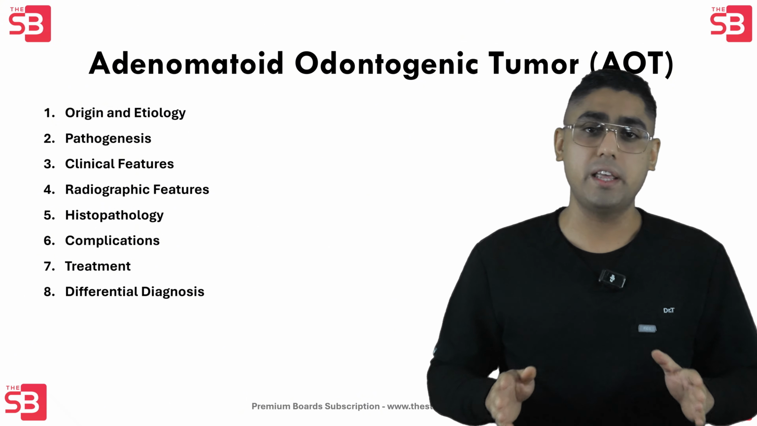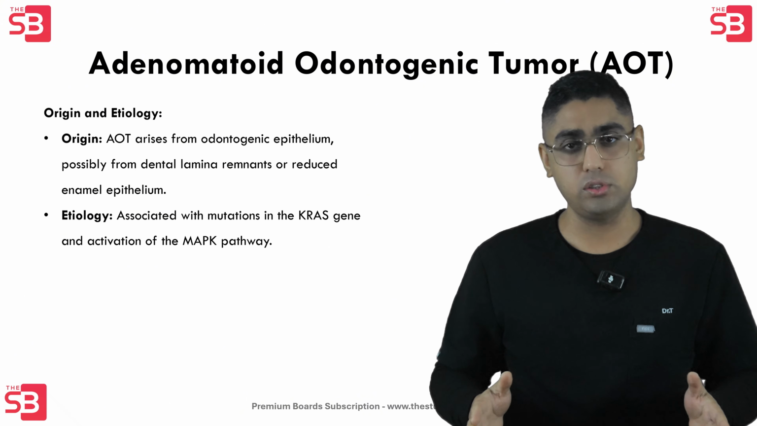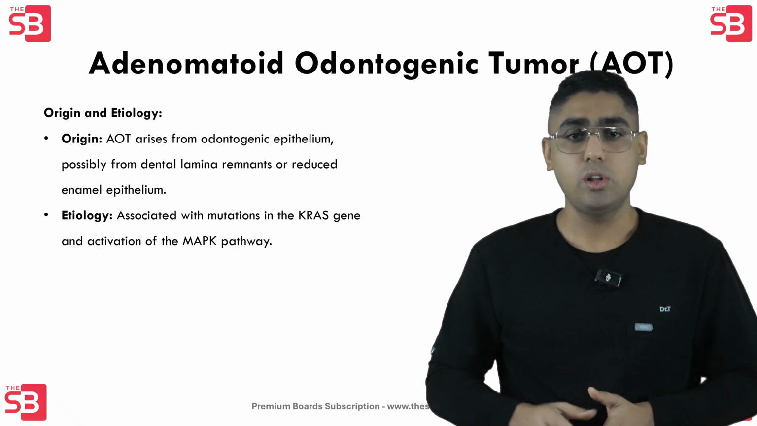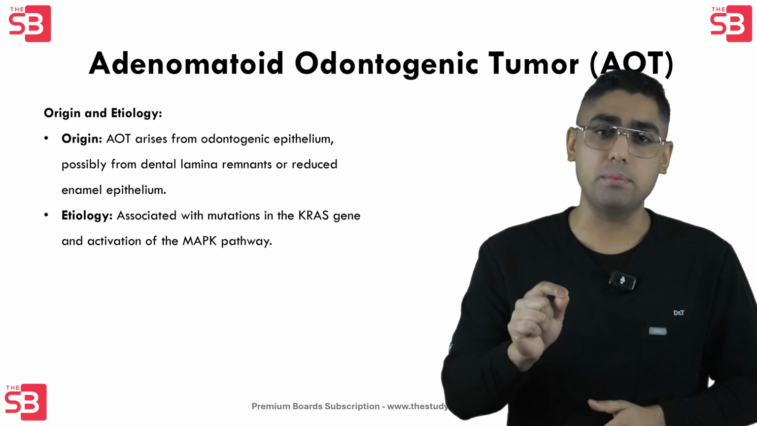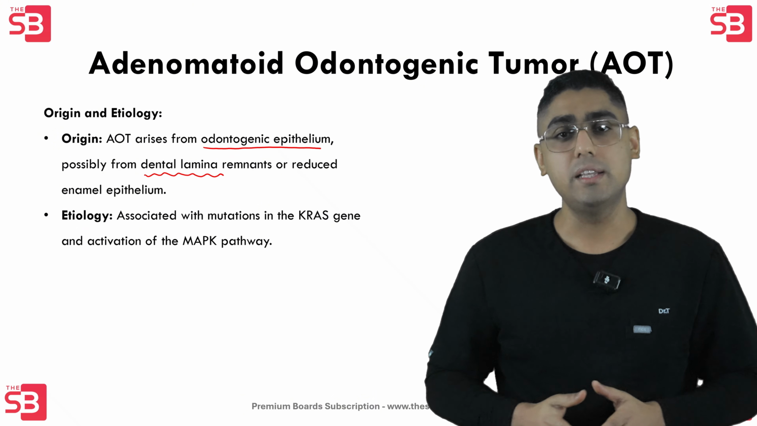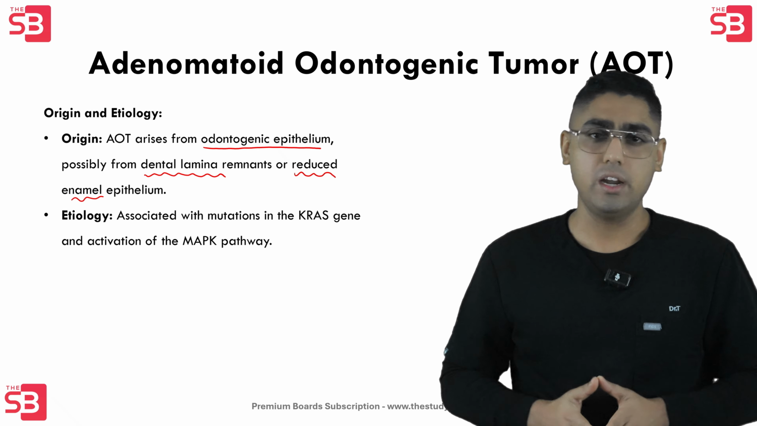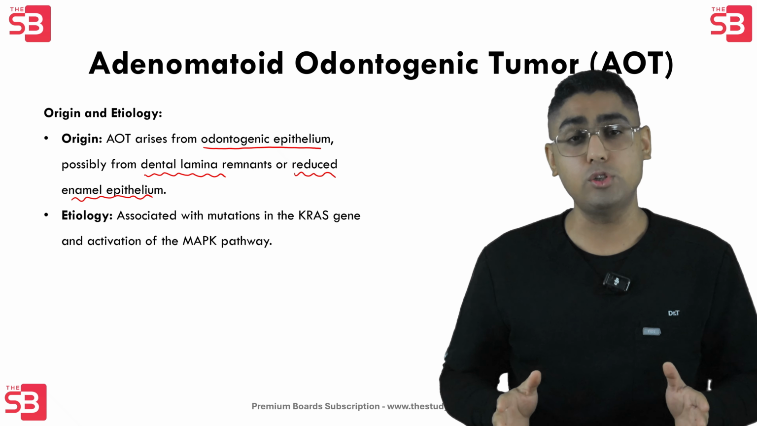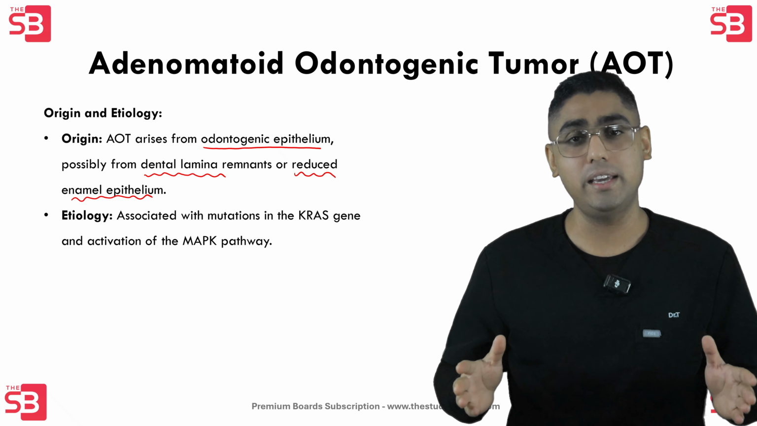Let's begin with origin and etiology of Adenomatoid Odontogenic Tumor, or AOT. Now, AOT arises from odontogenic epithelium, most likely from the dental lamina remnants or reduced enamel epithelium that are left behind after tooth development. And on the genetic side, AOT has been linked to mutations in the KRAS gene.